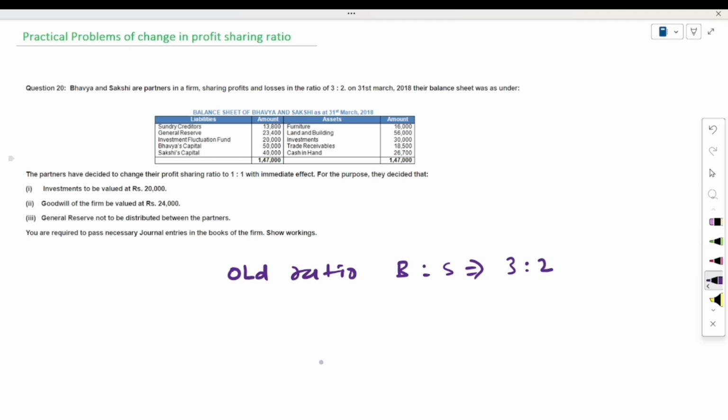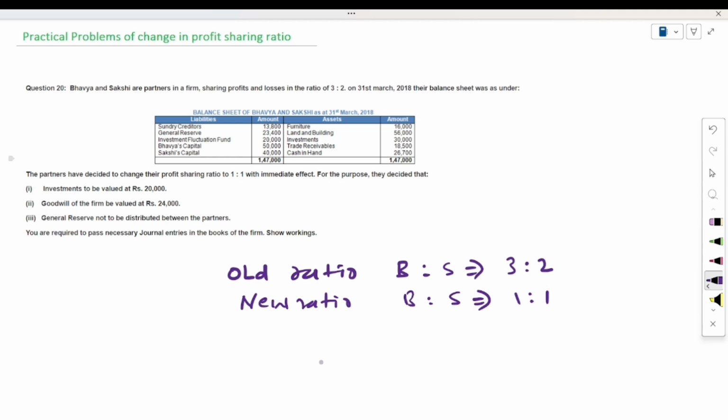Their balance sheet as on 31st March 2018 is given. On the asset side: furniture, land and building, investment, trade receivable, cash in hand. On the liability side: sundry creditors, general reserve, investment fluctuation fund, and their capital balances. The partners have decided to change their profit sharing ratio to 1:1. It means the new ratio for B and S would be 1:1.